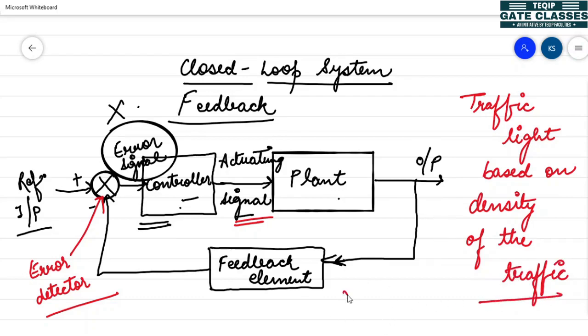Along with that, automatic car is also an example of closed loop system because automatic car will detect whether to stop or reduce the speed according to the road condition.